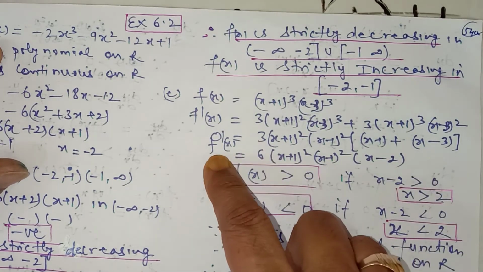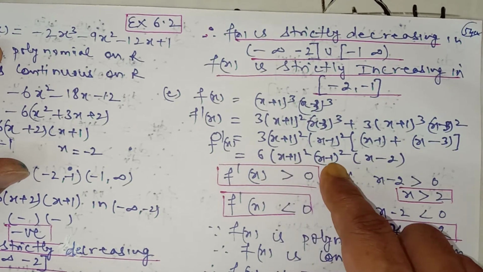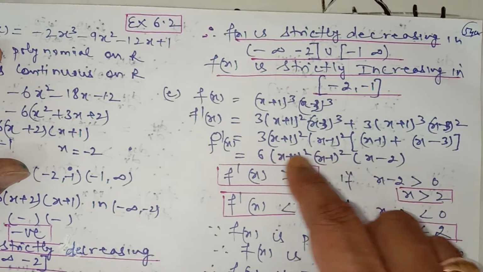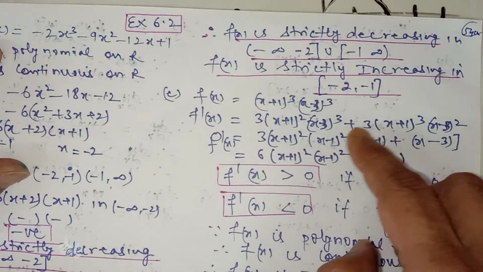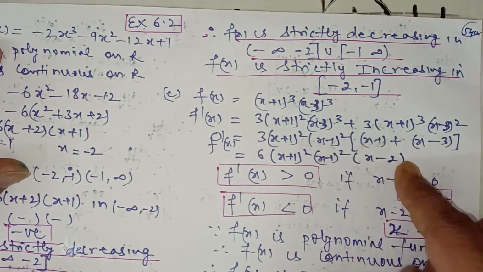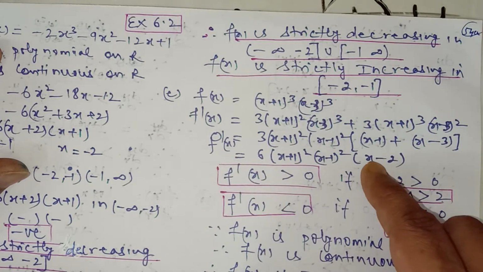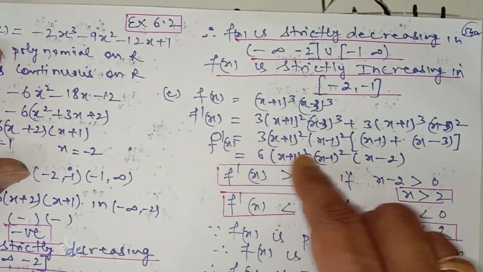But from the derivative of this function, we can see directly that these are whole squares, which will always be positive. These two brackets will always be positive. So f dash x will be negative or positive depending upon x minus 2. That is, if f dash x is greater than 0, then x minus 2 must be greater than 0, because these two are always positive.